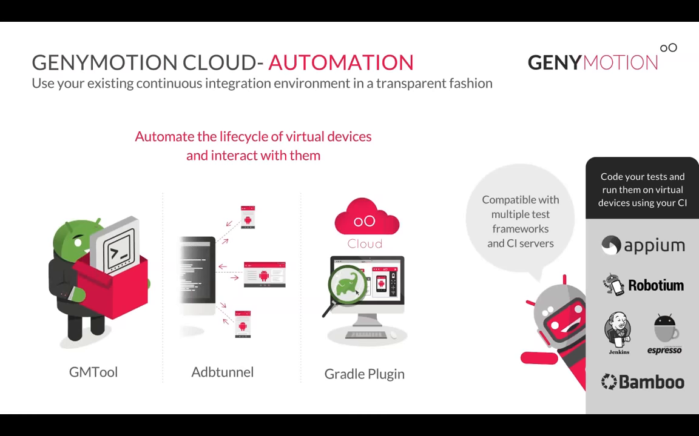And how to do this? By using the free tools we developed for this. The first one is GM tool. GM tool allows you to manage the lifecycle of the virtual devices, like list virtual devices, start them, stop them, and so on. With the ADB tunnel tool, you can send each ADB call from your CI environment directly into your virtual device in the cloud. And finally, with our Gradle plugin, you can directly integrate Genymotion Cloud with your Gradle configuration file. With these free tools, you can really integrate Genymotion Cloud within your CI environment in a transparent fashion, and transparent fashion is the big strength of Genymotion Cloud.